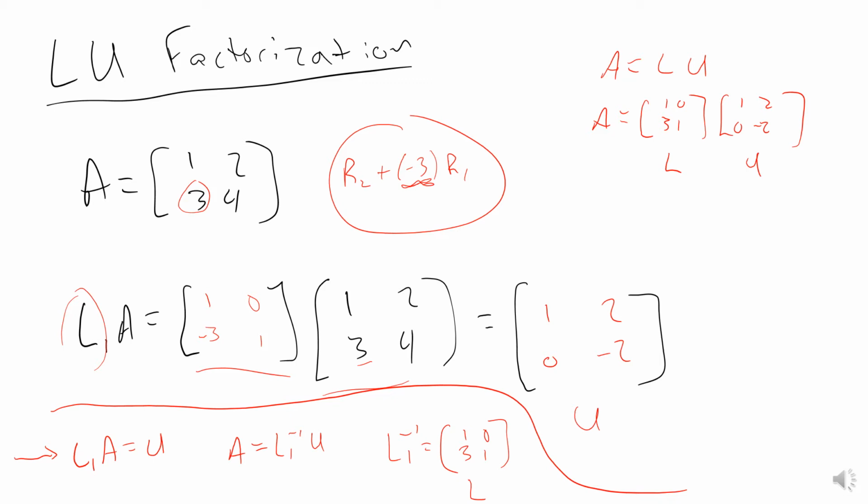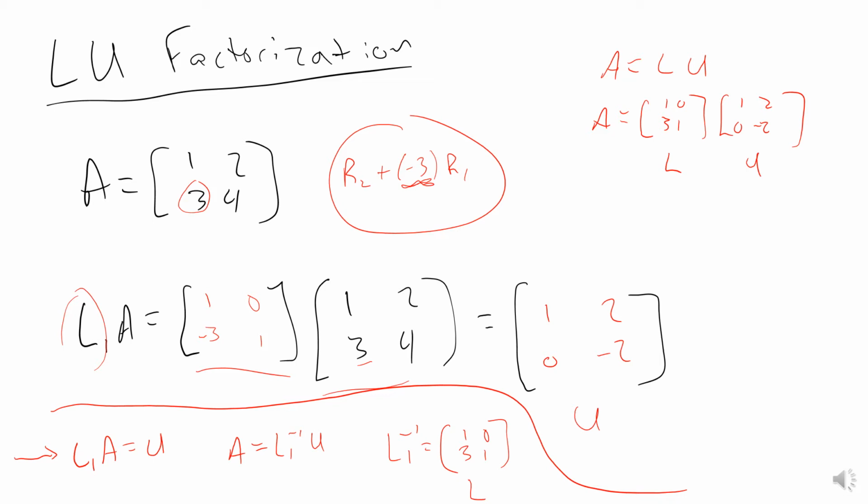So in the book, when they did this, since this was a 3 by 3 matrix, they had to multiply A on the left by a few matrices. They had L1 and L2, and multiplying by those gave you this upper triangular matrix U. And then to find out what your lower triangular matrix was, you had to do the inverse of L2 times L1.